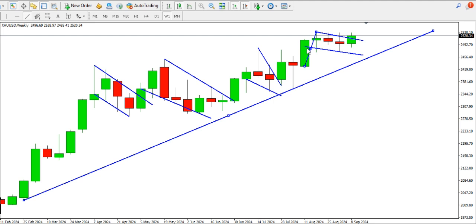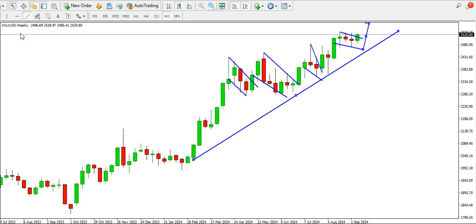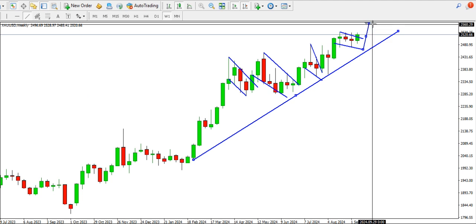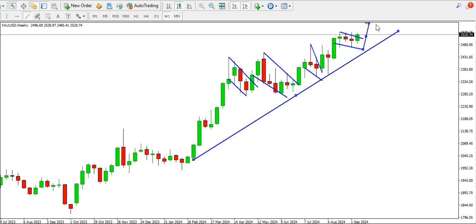Price might push up as high as what we have on the screen, 2560, 2563 or thereabout. We might see price push to that height. But I forecasted that price will likely get to 2600 before we see any significant pullback. But for now, price is still gearing up to move upwards.